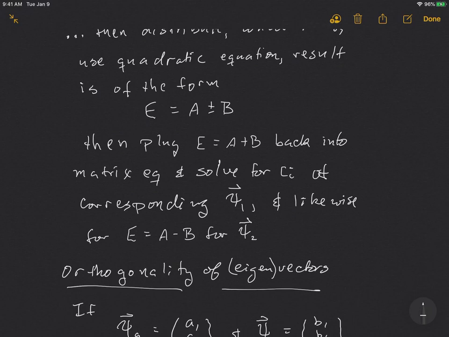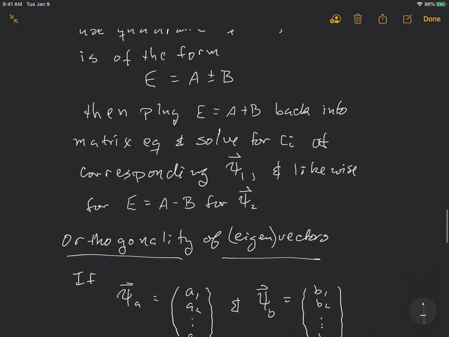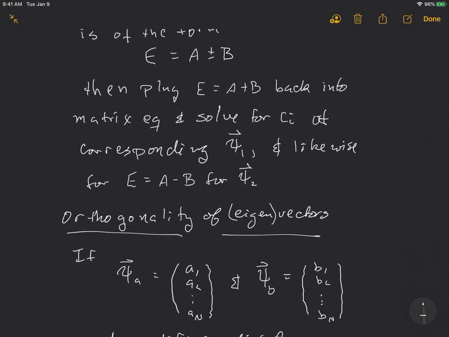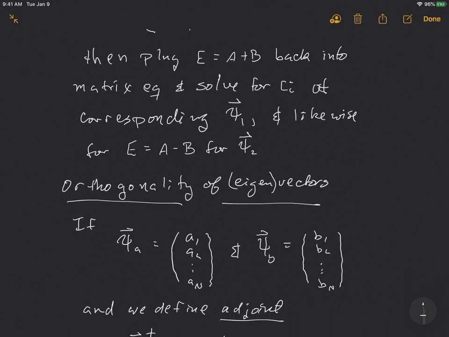Another thing is that we will find that the wave functions, the wave vectors, are going to be orthogonal, but mathematically it looks a little different. If we have two states, say psi A represented by this column vector and psi B represented by this other column vector, so psi A is essentially a series of numbers, A1, A2, dot dot dot, down to AN, and psi B is B1, B2, dot dot dot, down to BN.